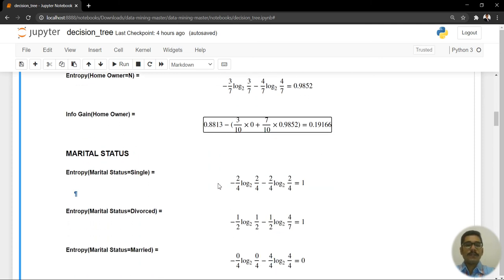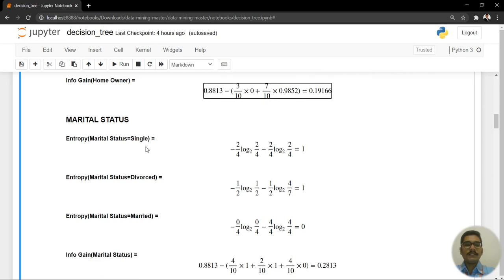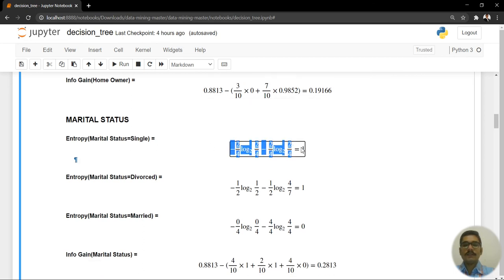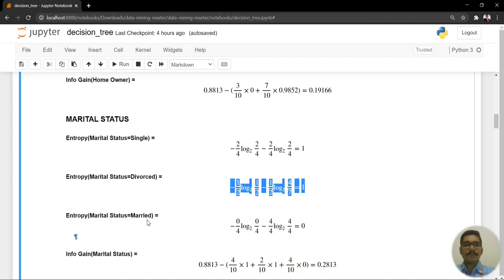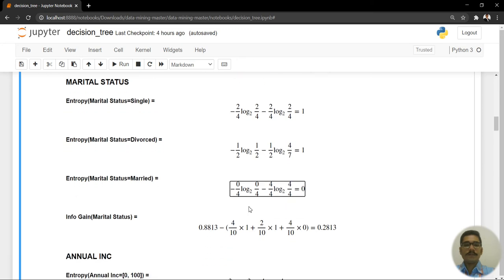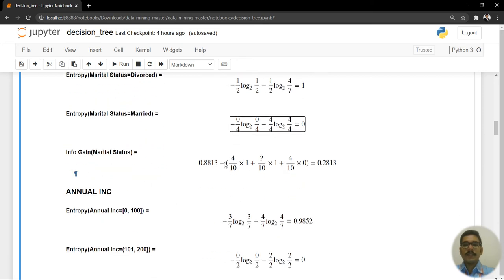Okay. Then you go with marital status. In marital status, you calculate the entropy in a similar way for that particular attribute value. For divorced, you calculate in this way. For married, you calculate in this way. And the information gain in a similar way as before. You subtract it and you obtain 0.2813.